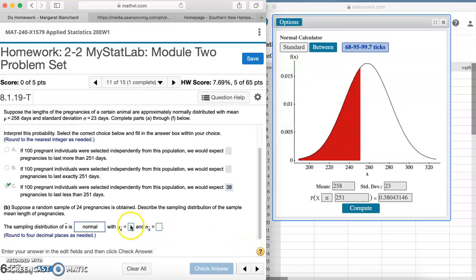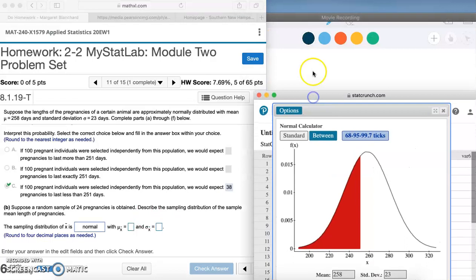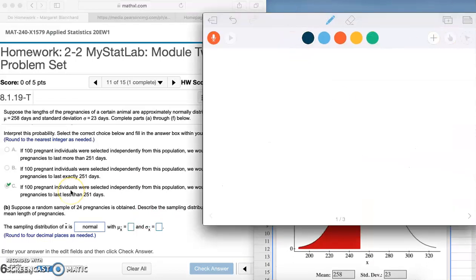That's what the central limit theorem tells us. Now, we also know from that, so let's take a look at this. So we know that the mean of X bar is the same as the mean of the population. Now, we also know that sigma X bar is equal to sigma of the population divided by the square root of N. So in this case, we know that the mean is going to be the same, which was 258?